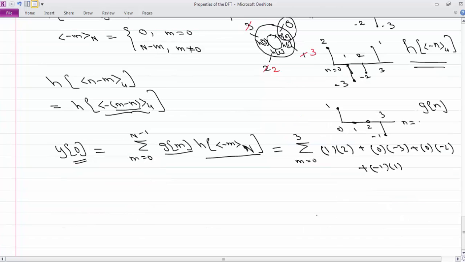And the answer I get is, sorry, I should get rid of this summation because I'm just writing all the terms individually. So the answer I get is 2 minus 1 equal to 1.